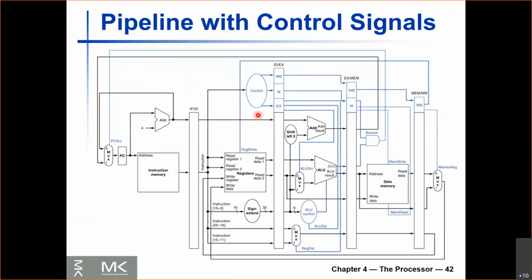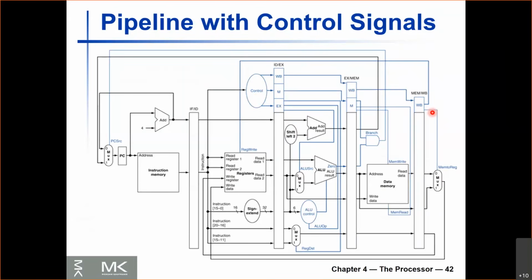So every instruction is going to figure out all its control signals in the instruction decode stage, and then it's going to take its control signals with it to every stage so that it uses them in the right stage. Okay, any questions about this?